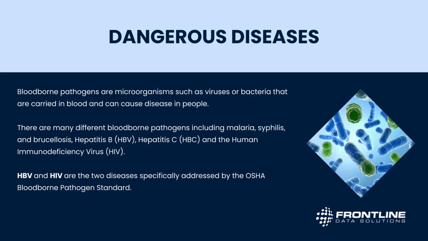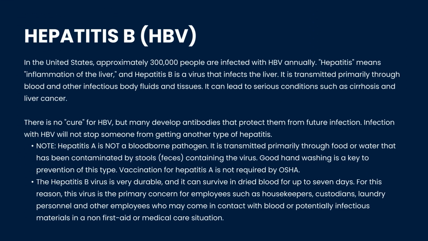Bloodborne pathogens are microorganisms found in blood that can cause serious disease in humans. While there are many types, OSHA focuses specifically on hepatitis B and HIV due to their severity and risk of transmission. These diseases can spread through contact with infected blood or other potentially infectious materials, making proper precautions essential in any exposure-prone environment.